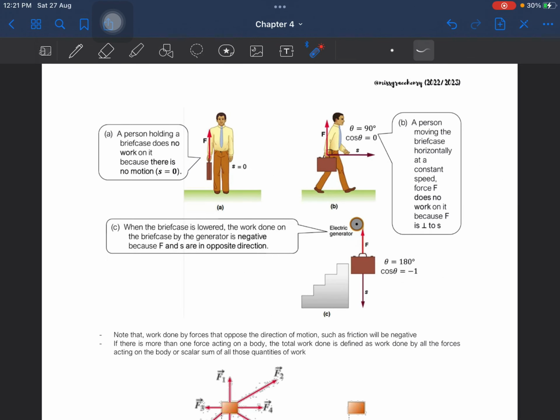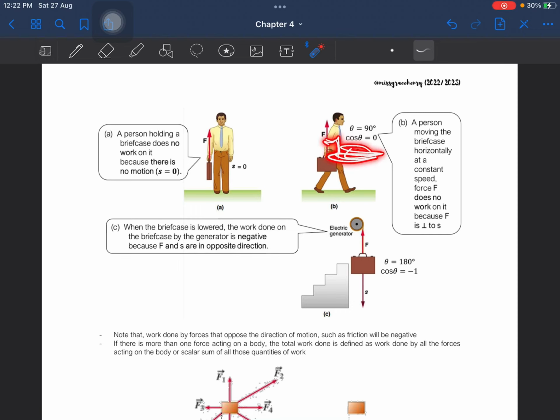Let's look at an example. Take the case where a person holding a briefcase does no work on it because there is no motion. If you are holding something and you're not moving, there is no work done. But if you are moving with the briefcase horizontally at a constant speed, the force does no work on it because the force is perpendicular.